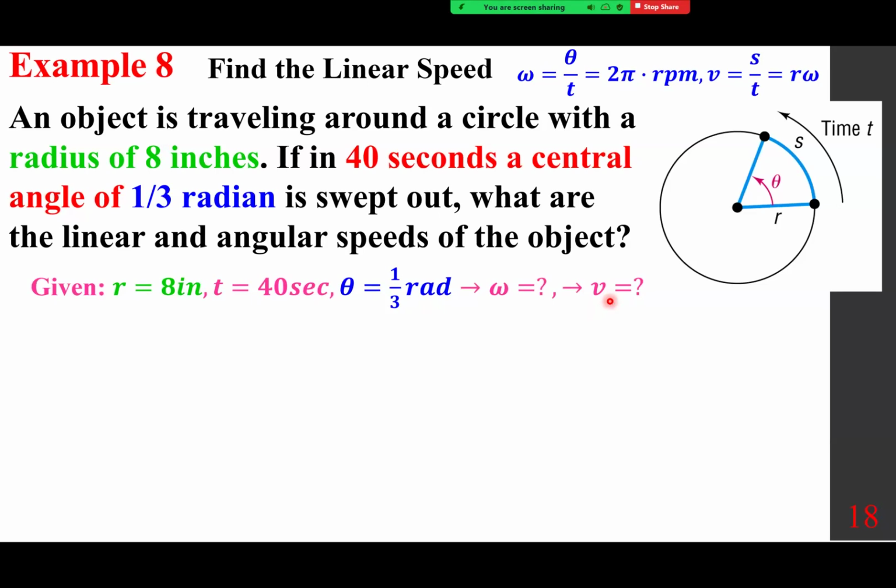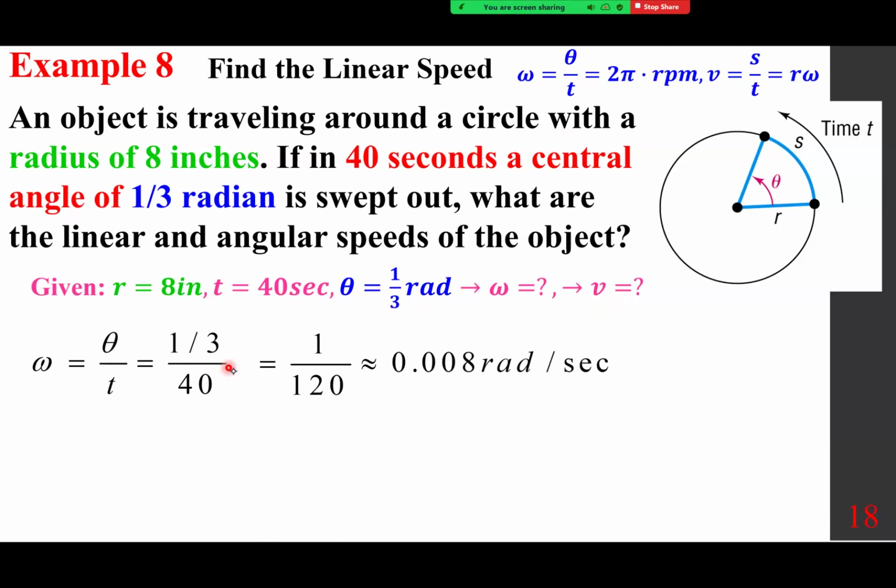So we know that omega is theta over T. 1/3 over 40 is 1 over 120, because it's 3 times 40. 1 over 120, or 0.008 radians per second, everybody. Radians per second. The units are important. I hope everybody is okay with that.